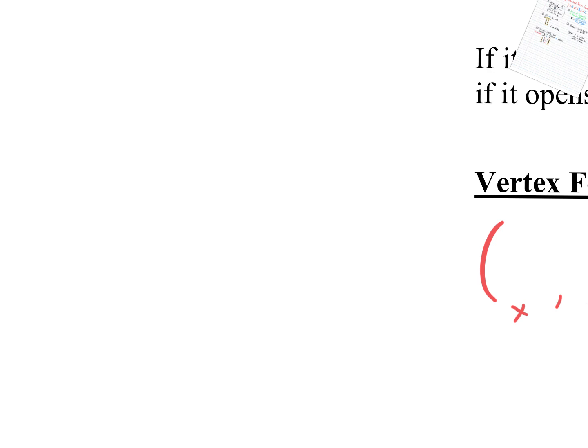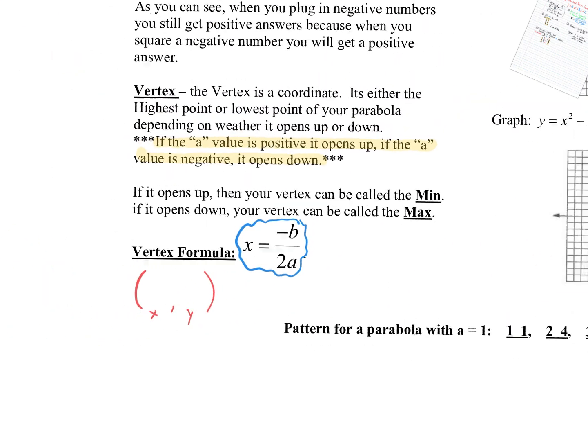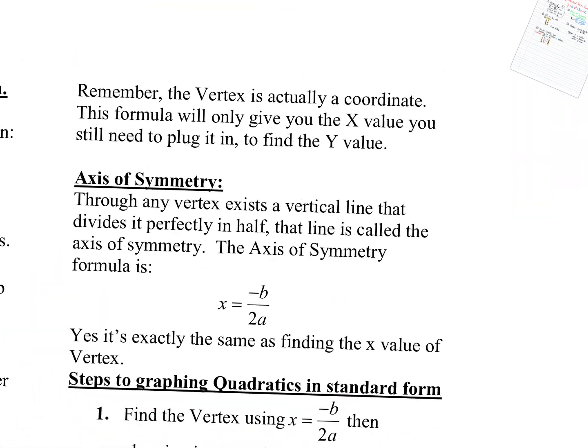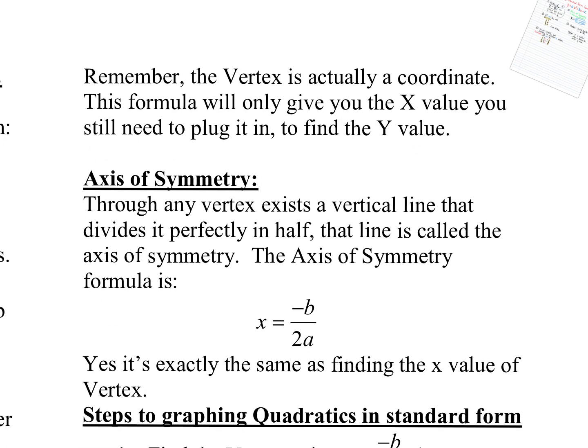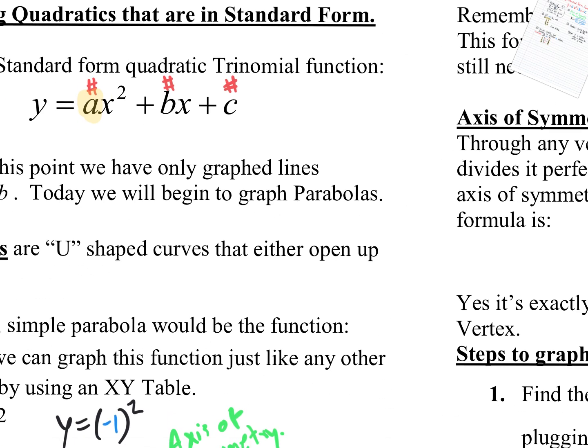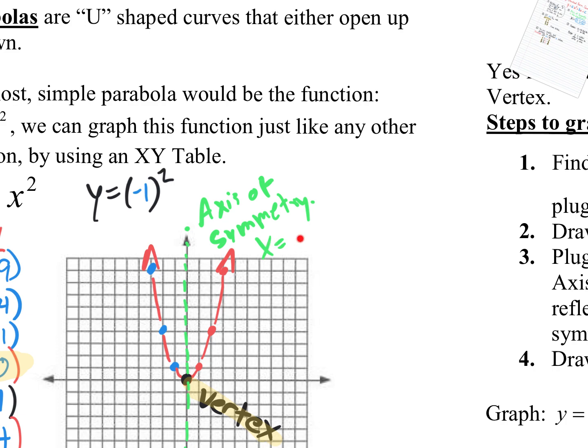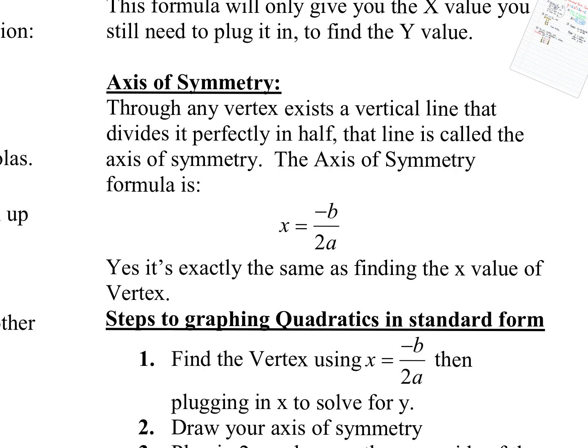let's go back to the notes right here. So remember, the vertex is actually a coordinate. This formula will only give you the x value. You still need to plug it in to find the y value. And we already said the axis of symmetry is that vertical line that passes through the vertex, and it will always be x equals the x value of your vertex. So if the formula I just gave you gives you the x value of your vertex, then technically the axis of symmetry formula will be that exact formula, x equals negative b over 2a.